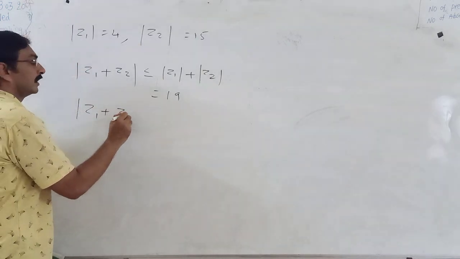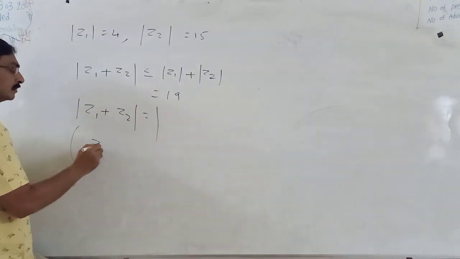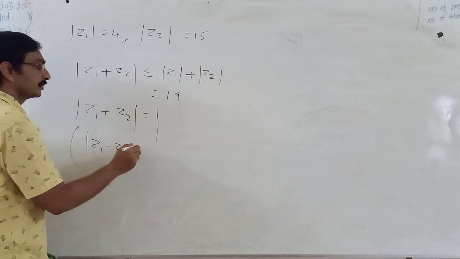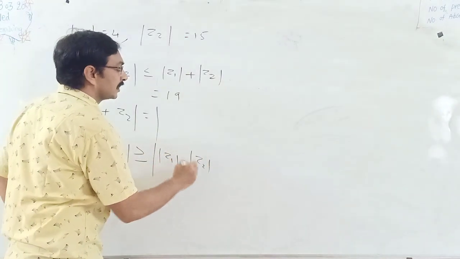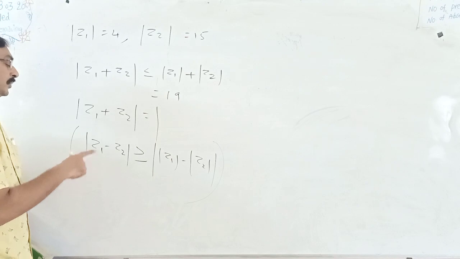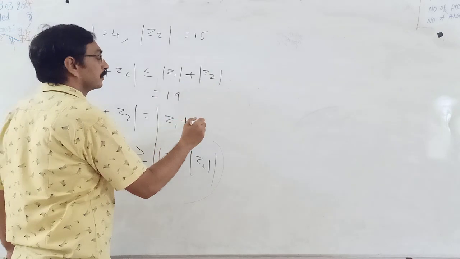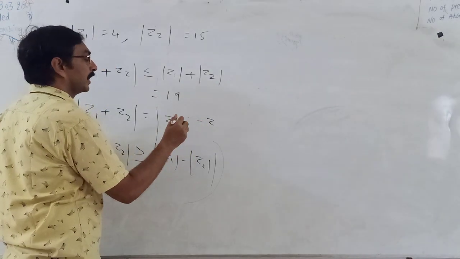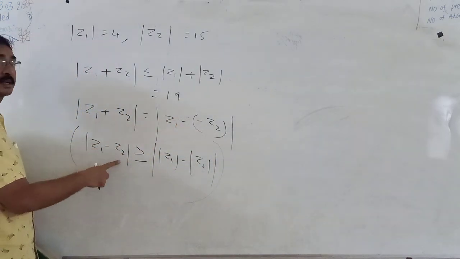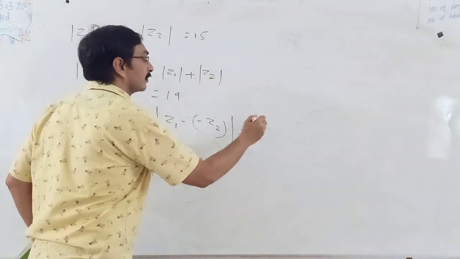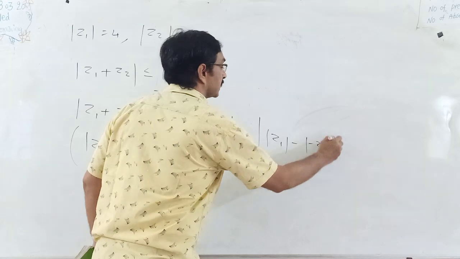For finding the minimum value, the related inequality is modulus of z1 minus z2 is greater than or equal to modulus of mod z1 minus mod z2. So we have to create a minus between z1 and z2. So this can be expressed as z1 minus of minus z2. Now this is in the form of modulus of z1 minus z2.